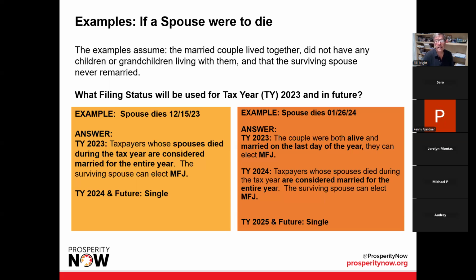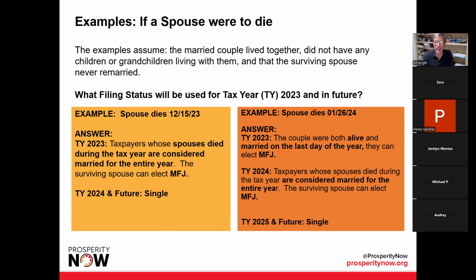Okay, the spouse dies early in the new year. They were both alive and married on the last day of the prior year, so they can elect married filing joint. Taxpayers whose spouses died during the tax year are considered married for the entire year. The surviving spouse can file married filing jointly. Going forward, they're going to be single.